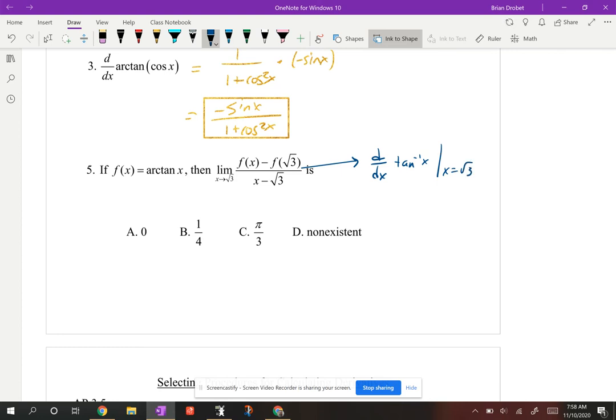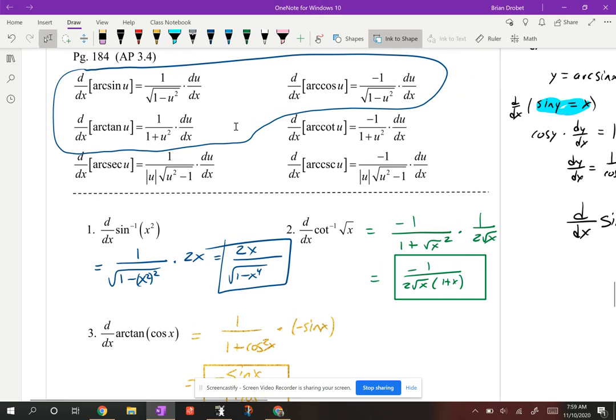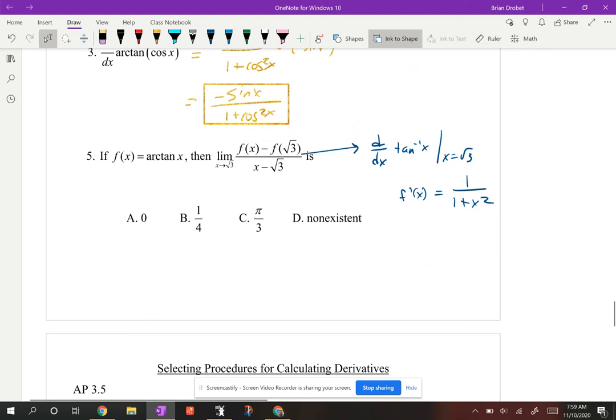So let's start with the derivative of inverse tangent. F prime of x, which would be the derivative of the inverse tangent of x, is 1 over 1 plus x squared. That's this rule right here, where u is just x. Okay, and now I need to evaluate that at the square root of 3. So what is f prime at the square root of 3? It's 1 over 1 plus the square root of 3 squared, which is 1 over 1 plus 3, which is 1/4. So that is B.